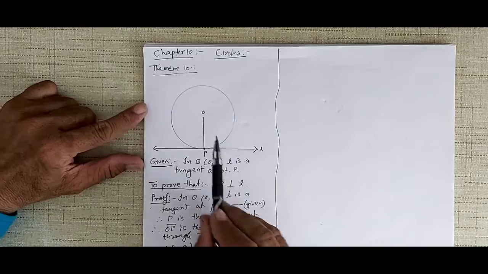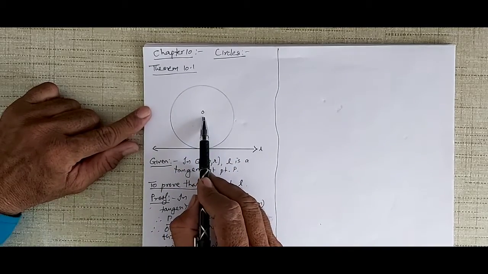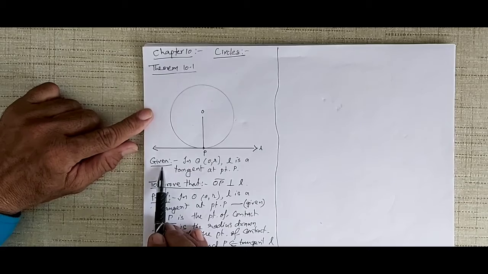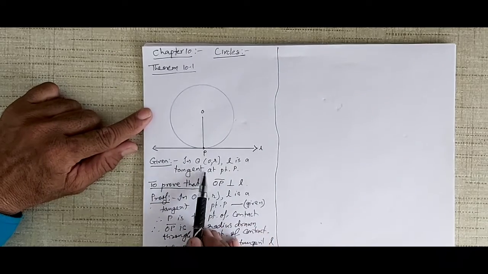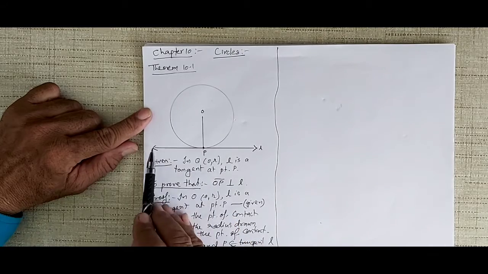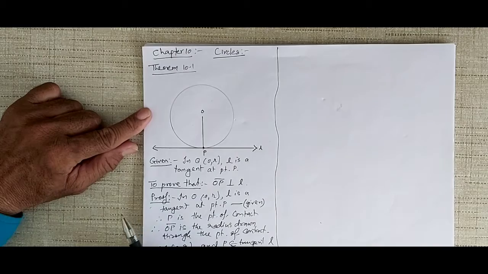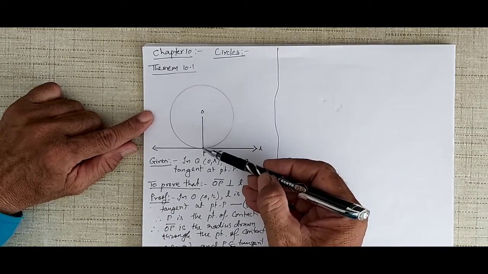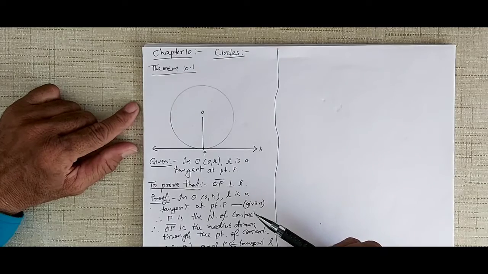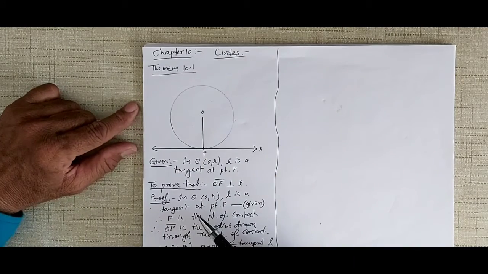Alright, see, I have a circle here, circle with center O and radius R. What are we given? Circle with center O and radius R, and L is a tangent at point P. This is point P. Line L is a tangent to the circle at point P. O is the center of the circle, so OP is the radius drawn through the point of contact.